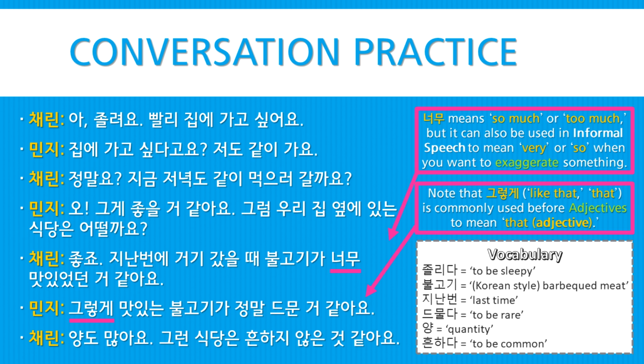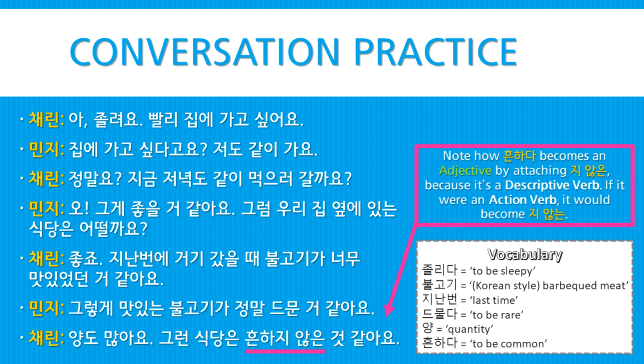양도 많아요. Literally, the quantity is a lot also, or the portion size is large. 그런 식당은 흔하지 않은 것 같아요. I think that kind of restaurant is not common. Note how 흔하다 becomes an adjective by attaching 지 않은, because it's a descriptive verb. If it were an action verb, it would have instead become 지 않는.